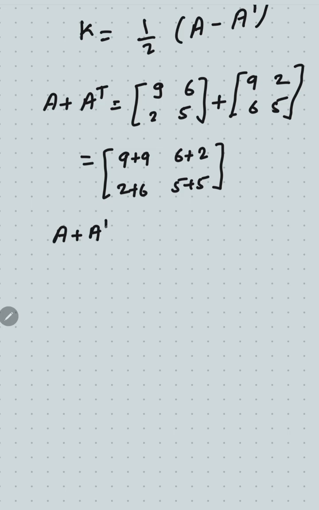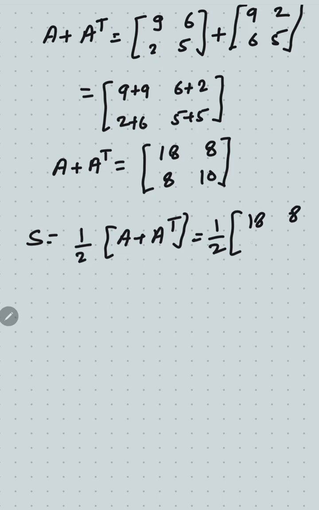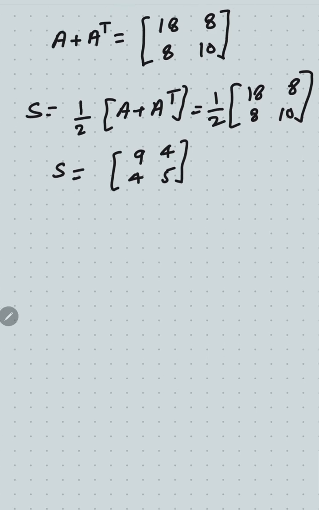Adding A and A transpose, we get these numbers. Then we know S is equal to 1 by 2 (A plus A transpose), then 1 divided by 2 of 18, 8, 8 and 10, then S is equal to 9, 4, 4 and 5. This is the symmetric matrix.